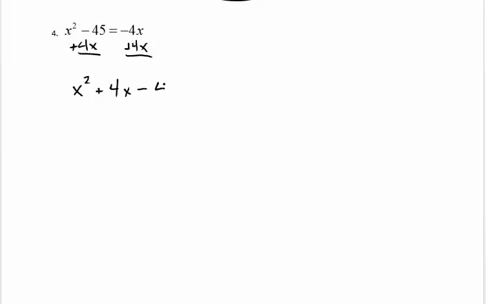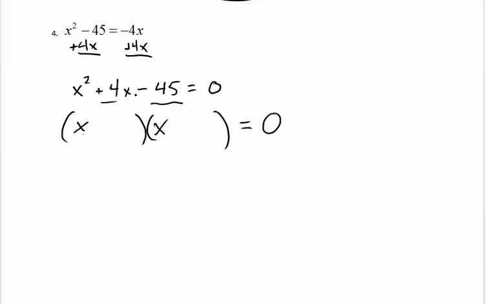So I've achieved my first step. I set to 0. Now I factor. No GCF. So this one factors like the previous two. Two numbers that multiply together to give me negative 45, add together to give me 4.